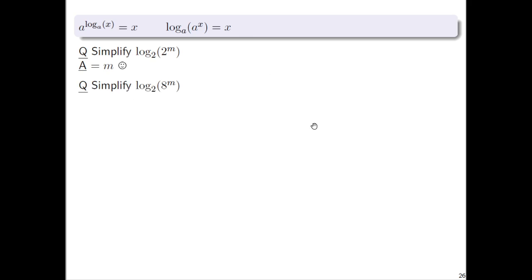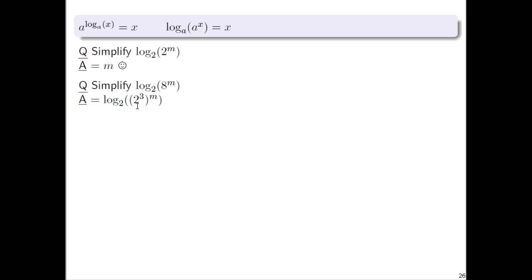What about log base 2 of 8 to the m? Now this formula doesn't apply, at least not directly, because you see there's an a there and an a there. We have a 2 here, and oh drats, we have an 8 here. So what we can do is replace the 8 with 2 to the third. The original expression becomes log base 2 of (2 to the third) to the m, and we can't actually apply the formula quite yet. It just doesn't look right.